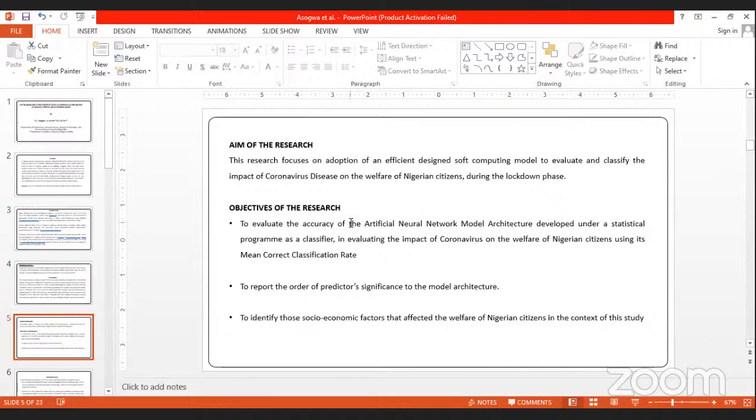So the aim of this research is to show the potentiality of artificial neural network in classifying and predicting data. The objectives are to evaluate the accuracy of the artificial neural network model as a classifier, to report the order of predictors' significance to the model or the architecture, and finally, to identify those socio-economic factors that affected the welfare of Nigerian citizens in the context of this study.